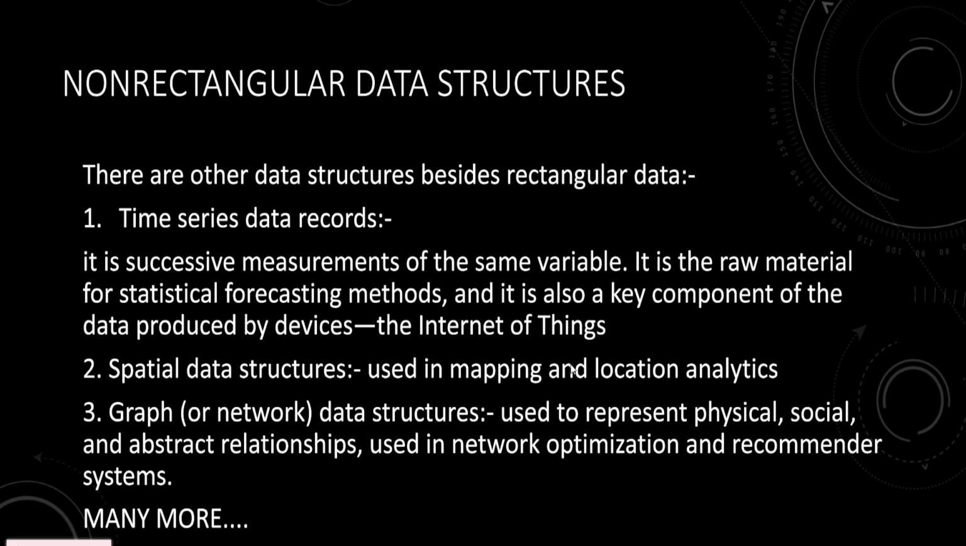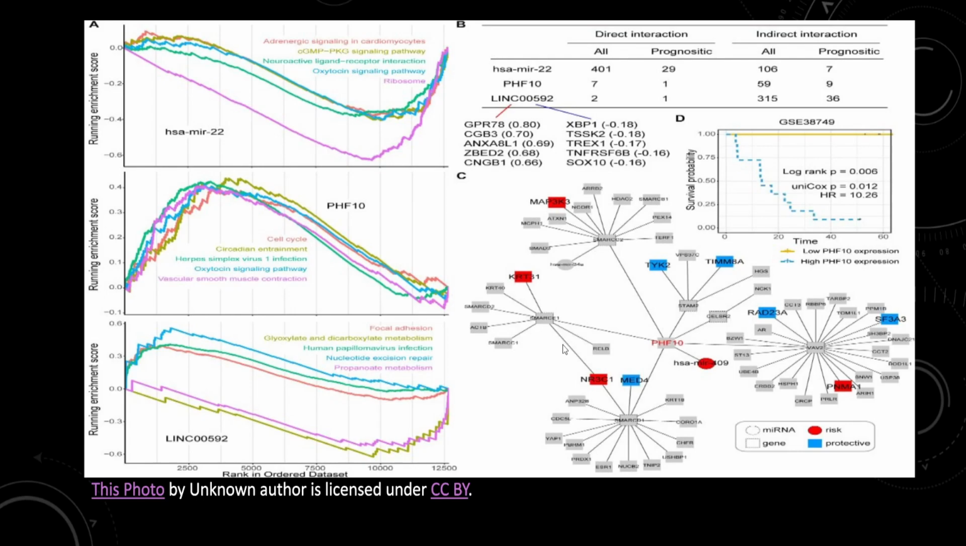So let's see some examples of graphs. You can see in this portion, at the right bottom, this is the graph data structure, and this type of data set is optimized for recommendation systems.